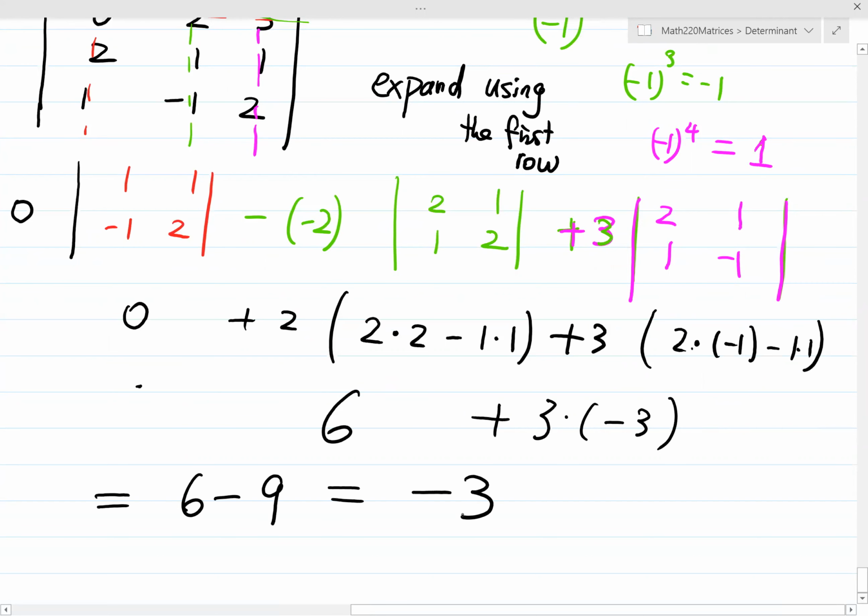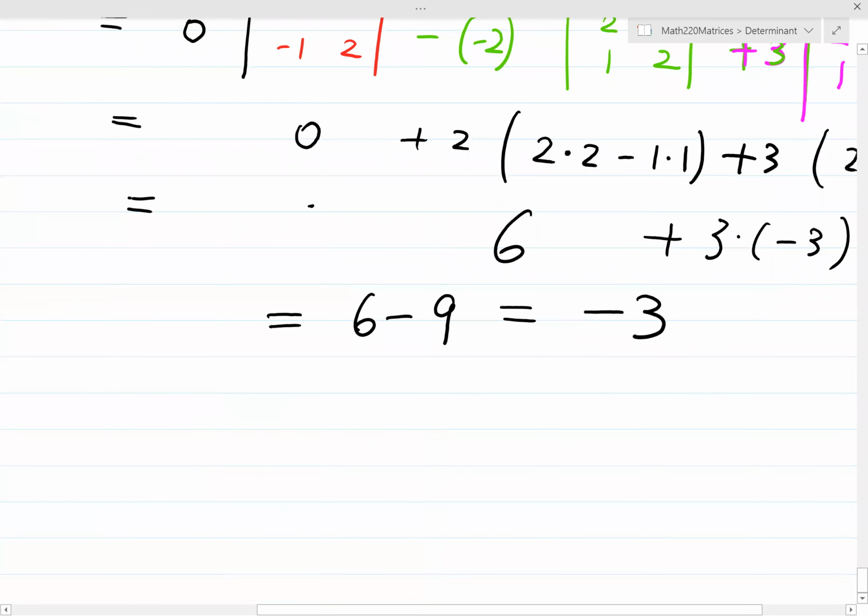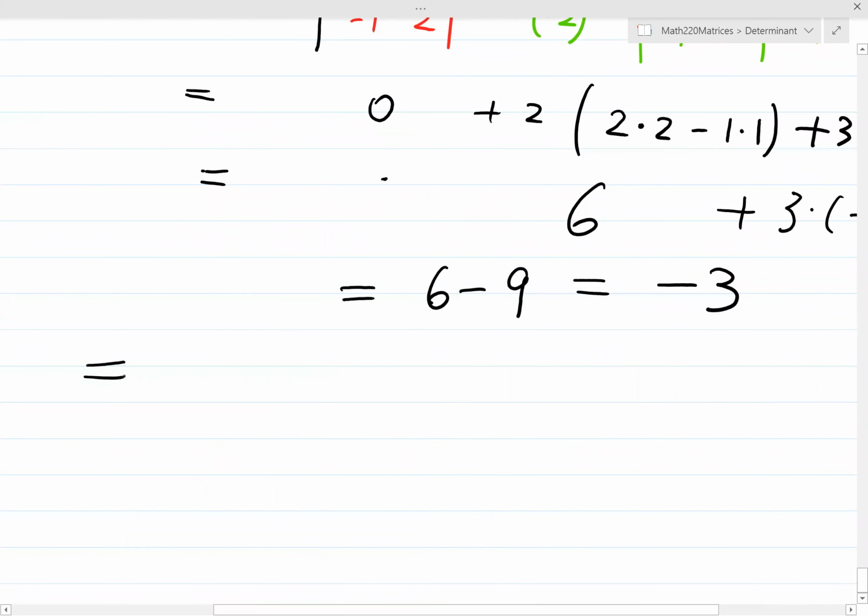It's negative 3. Remember, volume should be positive. The volume is the absolute value of this quantity. So the volume of the given parallelepiped should be the absolute value of negative 3, which is 3. So the volume of the parallelepiped is 3.